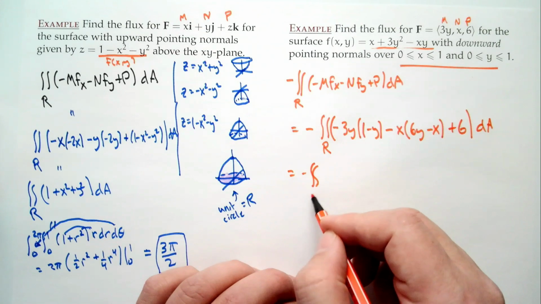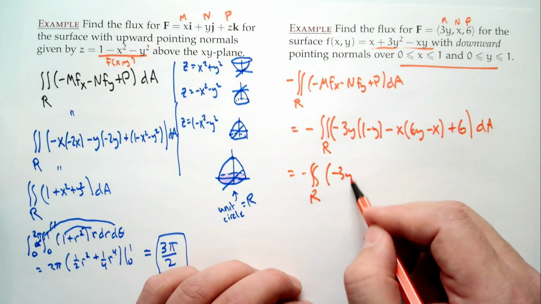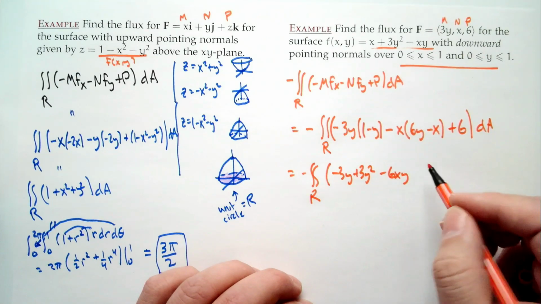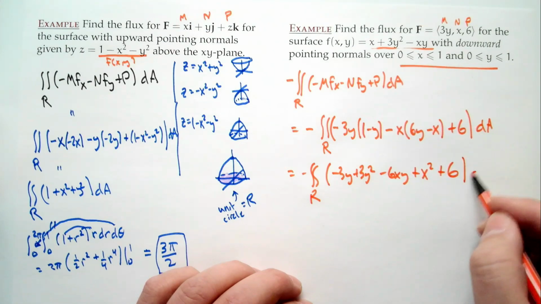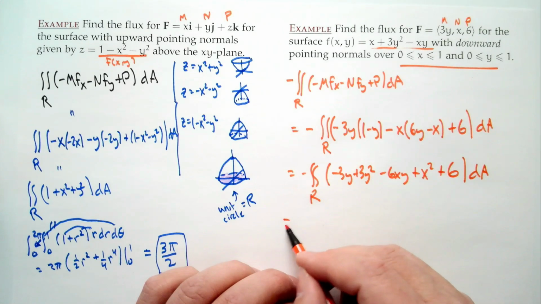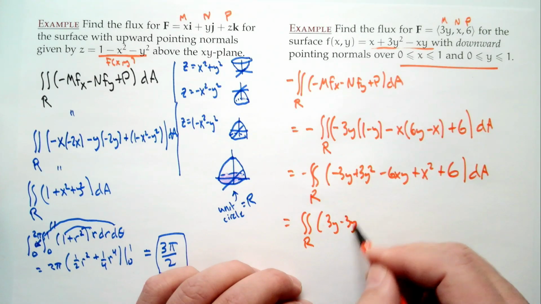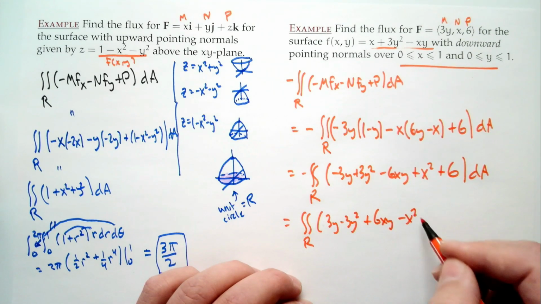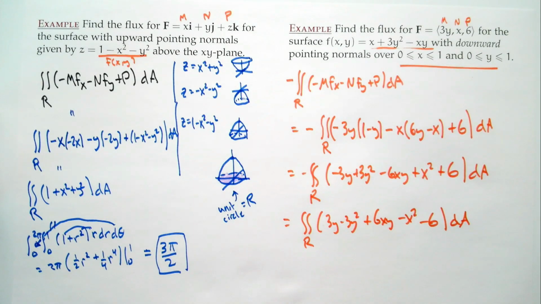So if we clean this up, what do we have? Well, minus 3y plus 3y squared minus 6xy plus x squared plus 6. And, well, I'll put the minus through: plus 6xy minus x squared minus 6 dA. At this point, it's a very simple integral because it's 0 to 1, 0 to 1. Once you have the setup, life is good.